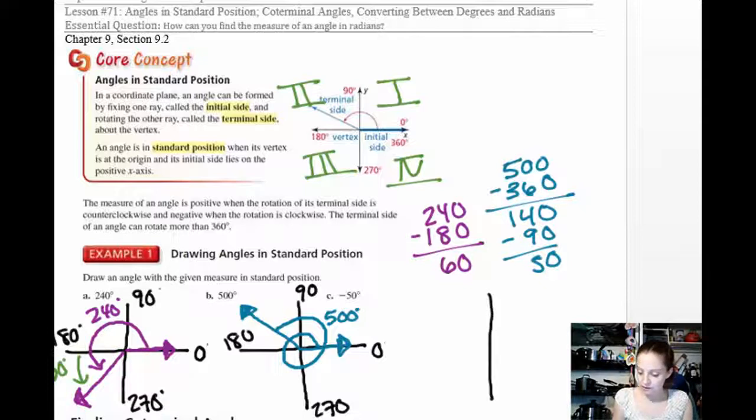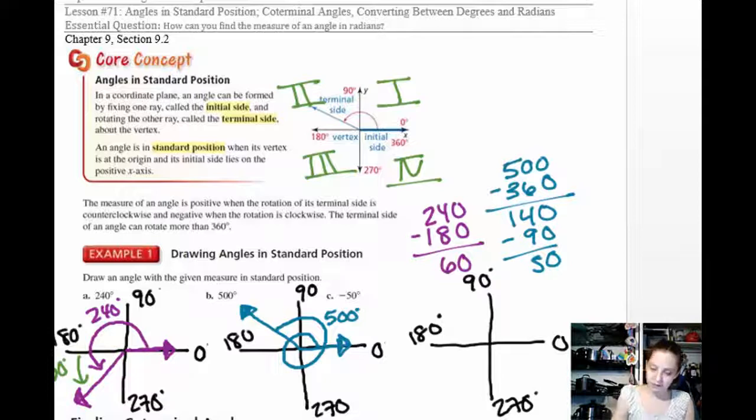Finally, negative 50 degrees. Right? We have 0, 90, 180, 270. We have the initial side, and we want to go negative 50, so we're going to go clockwise. Since this is a 90 degree angle, I know I'm going 50 degrees, so it's going to go a little bit more than half. Then I'll draw the terminal side, and this is negative 50 degrees.